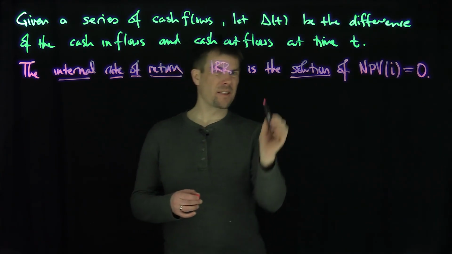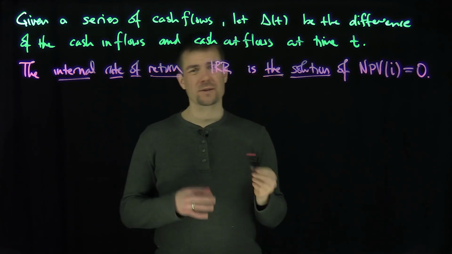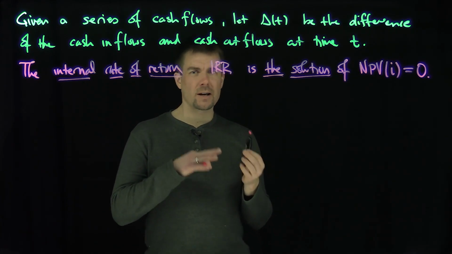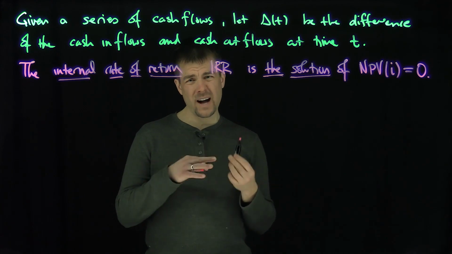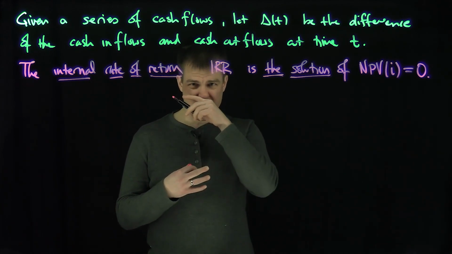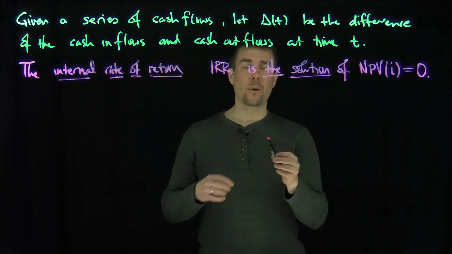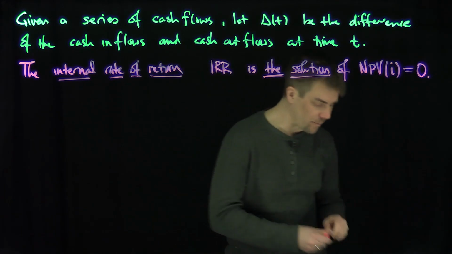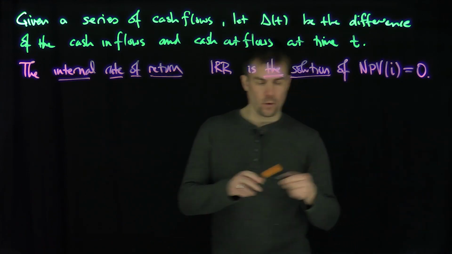Now I'm saying the solution, that's a little bit sloppy because there are many solutions to these IRR equations, but we're going to concentrate on the only positive one, which is greater than -1. So when I say the IRR, I want to find conditions under which there's only one meaningful solution.